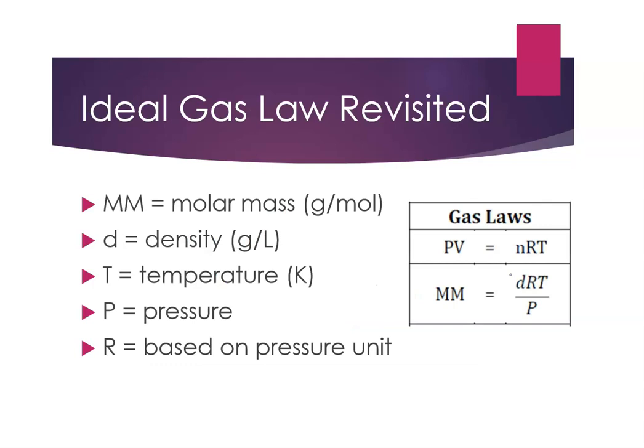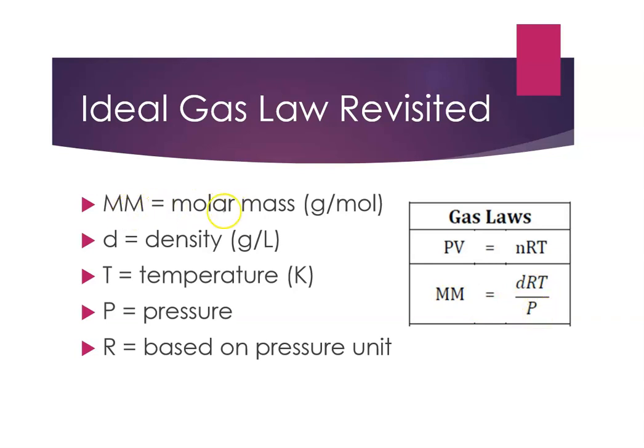And then we also have another version of the ideal gas law. If we take the ideal gas law and we replace n with mass over molar mass and rearrange our equation, we can use this to solve for molar mass. So this equation is molar mass equals dRT over P. PV equals nRT is our Pivnert equation. MM equals dRT over P is our M dirty P equation.